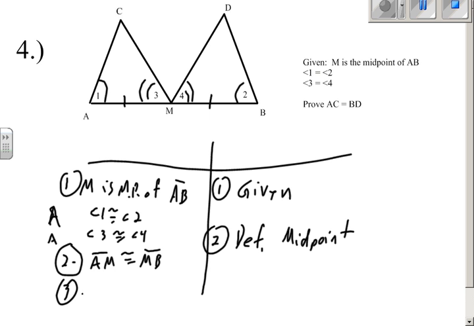Step 3, state that we have two congruent triangles. Triangle CAM is congruent to triangle DBM. And the reason, that's angle, side, angle. And our last step would be to say that AC is congruent to BD.